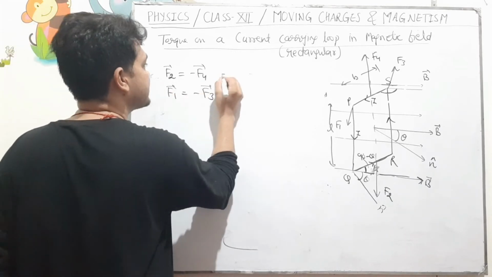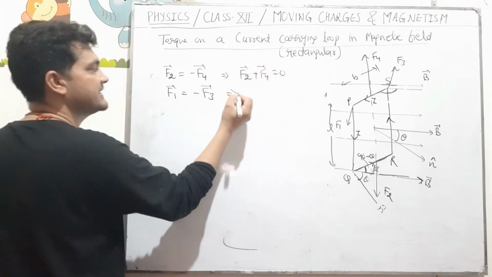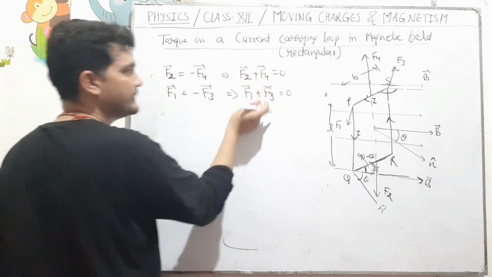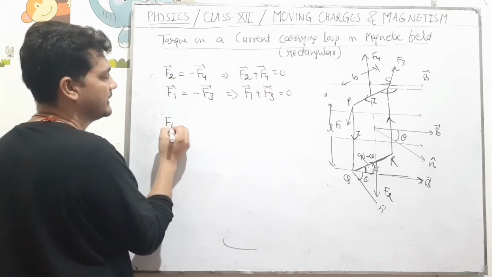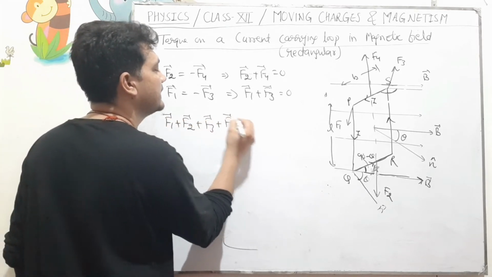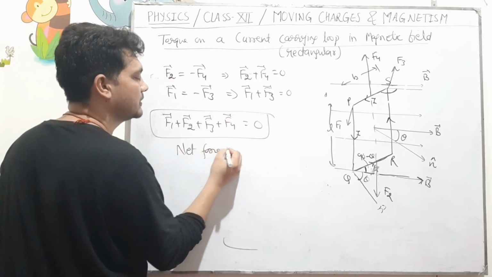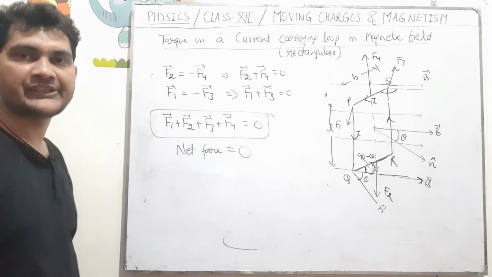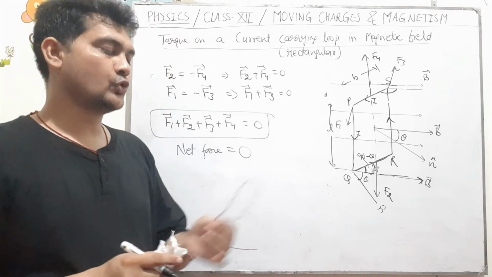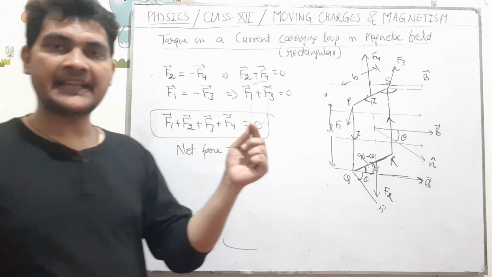So from this we can see F2 plus F4 is equal to 0. From this we can see F1 plus F3 is equal to 0. If we add these two expressions, we obtain F1 plus F2 plus F3 plus F4 is equal to 0. It means that net force on the loop is 0. It means the loop is not going anywhere. The net force on the loop is 0. It states that there is no translatory motion of the loop.